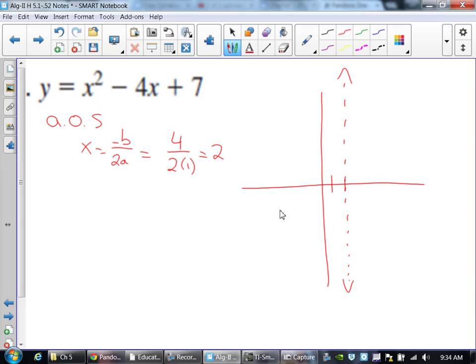Like I said a second ago, your vertex is always, always, always on the axis of symmetry, which means my vertex is going to be at 2 comma something. How do I find the something? It's c. In this case, actually, I'm sorry, I thought this was a 2. My bad. It's not. You have to just substitute in for x. Here's your value of x, get your value of y. So you get 2 squared minus 4 times 2 plus 7, and that'll give you your y value.